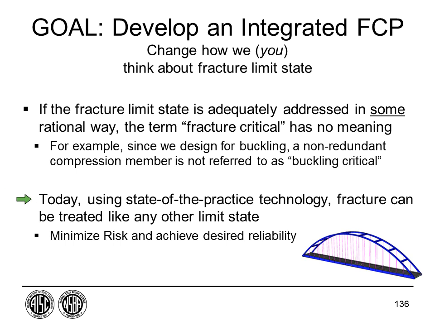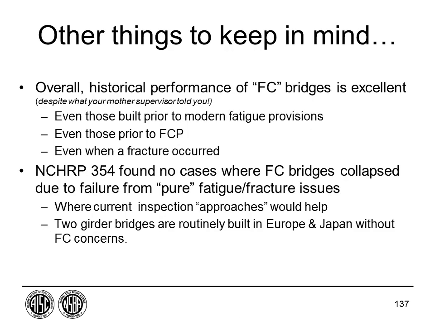And so you're going to see some provisions coming forward hopefully in 2018 that will allow us to exploit this and say it's not the 1960s anymore. The other thing is, no matter what you hear about the term fracture critical, they've performed very, very well. Prior to any fatigue provisions, prior to any fracture control provisions, when one of the girders of a two-girder bridge or a truss completely fractured, the bridges have stayed up. In fact, none have collapsed because of this, even though that's our fear.